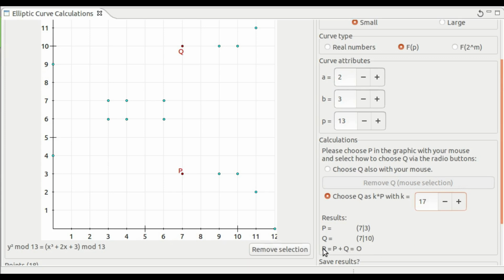It is 18P. Now let's add this 18P with this point P. Again, the result is P. This is the 19P. It is equal to P. If we calculate 20P, it is equal to 2P.